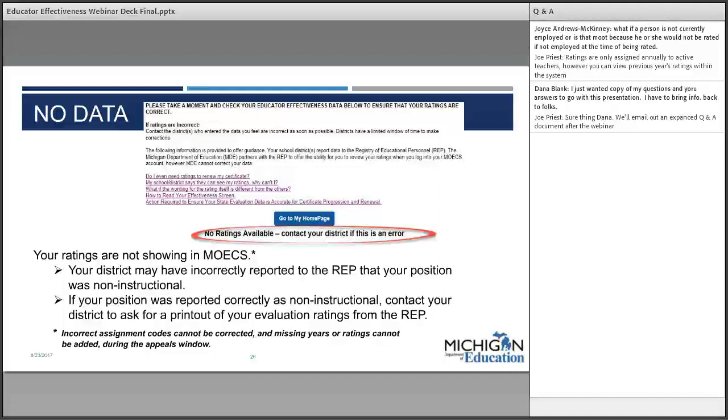If you're presented with a page that looks like this with an error message that says no ratings available, it's usually because your district incorrectly reported that your position was non-instructional, or because you're new and you have not had any ratings reported to the REP. If your position was correctly reported as non-instructional, contact your district for an evaluation printout from the REP.